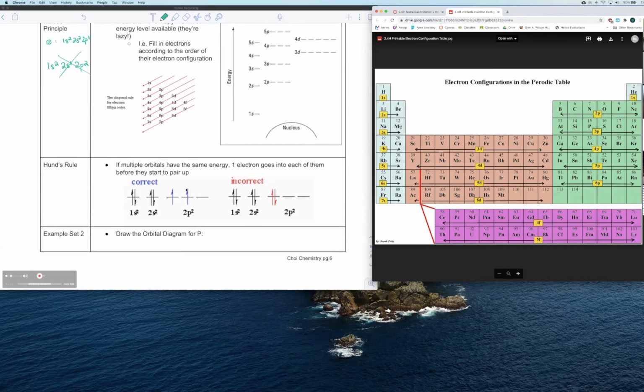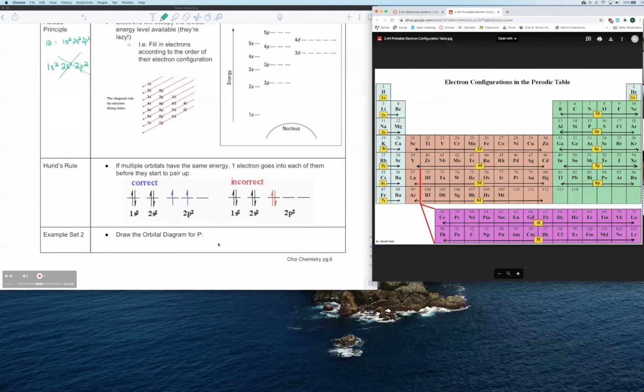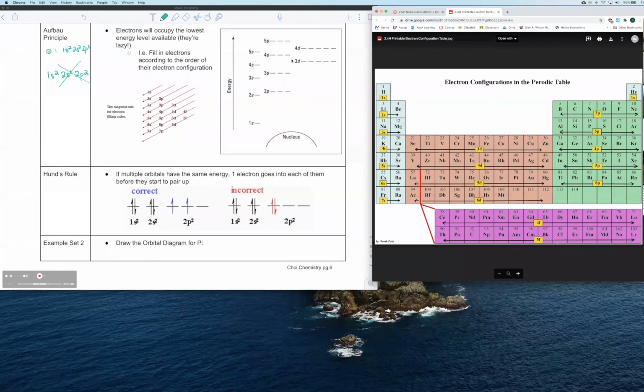Okay, so let me show you what that means. We're gonna draw the orbital diagram for phosphorus. And if you ever get confused, you can always look back at this chart, because this will basically tell you how to draw and fill in your orbital diagram. So make sure you remember, look at this chart right here.